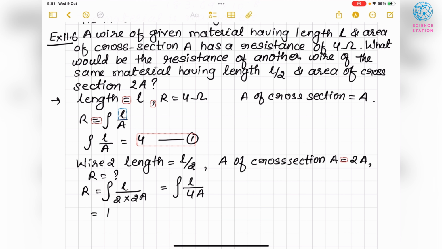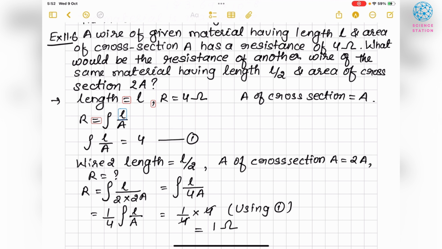So now if I take 1 upon 4 common outside, I will have L upon A. So now using equation 1, I can say this will be equal to 1 upon 4 into 4, using equation 1. So this will be 1 ohm.